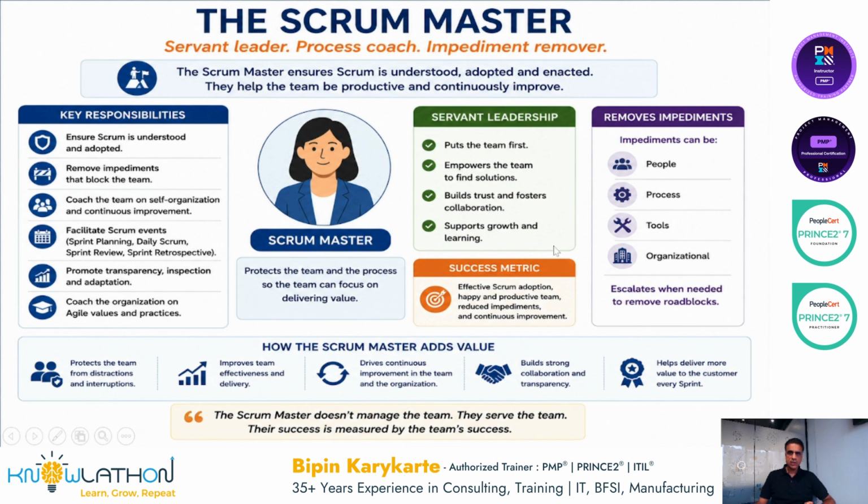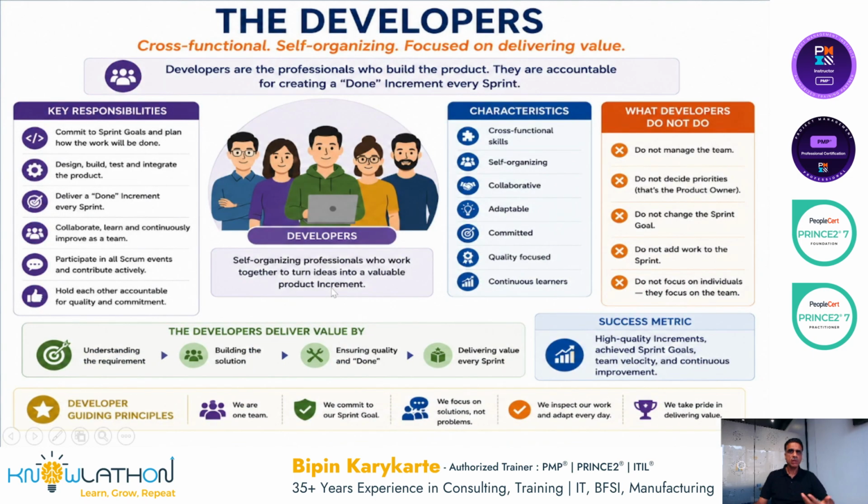Okay, so these are the hallmarks of a Scrum Master. These are the profile, the characteristics of a Scrum Master. And the third role is the developers: cross-functional, self-organizing, focused on delivering value. Developers are the professionals who build the product. They are accountable for creating a done increment in every sprint.